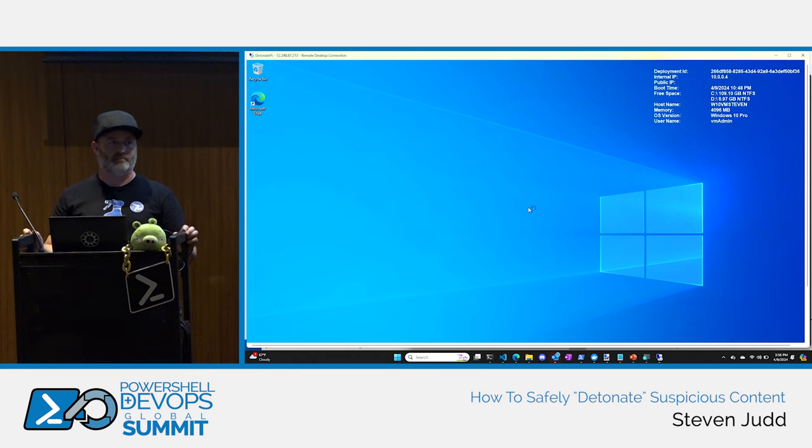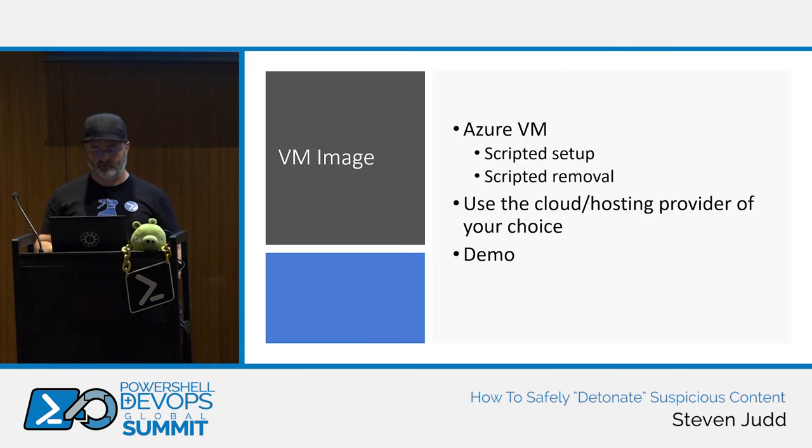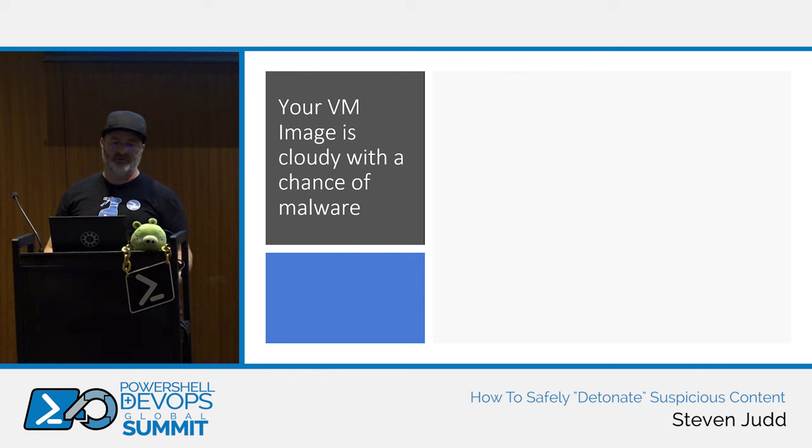That's it. I use this particular solution, I use it every week. I use this all the time. Let me get back to the slides because I am going to have to finish up here. Your VM image is cloudy with a chance of malware. Now, once you do whatever on this thing, this system is effectively at risk.